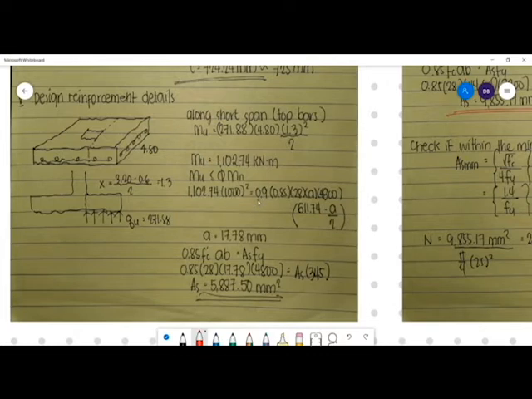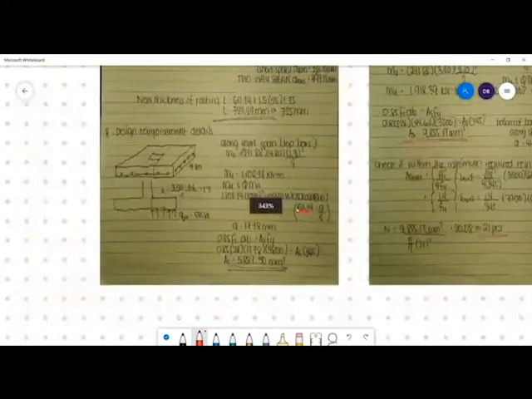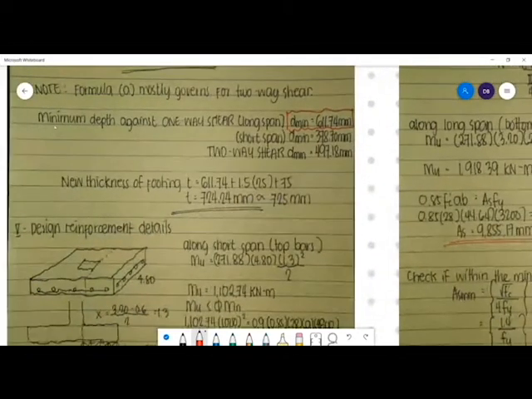Again, we came up with phi equal to 0.9. We design our footing as tension controlled. 0.9 times 0.85 times 28 A times 4,800, times 611.74 minus A over 2. Where did we get 611.74? From here.